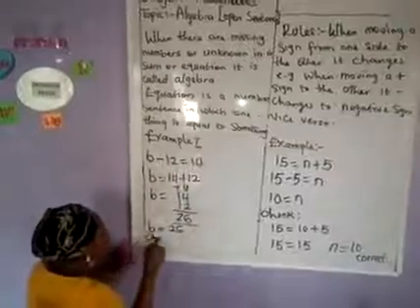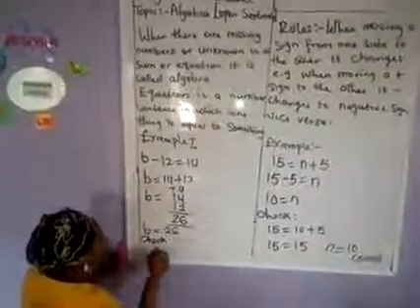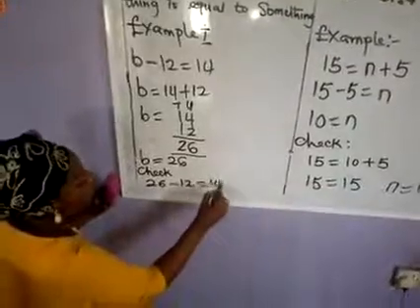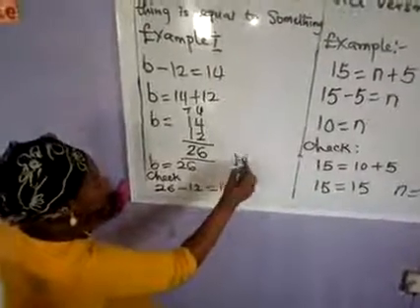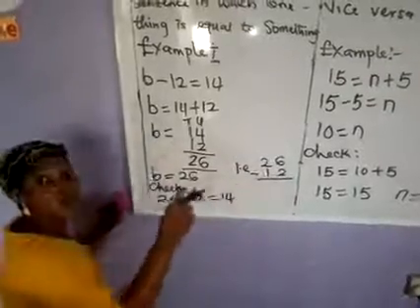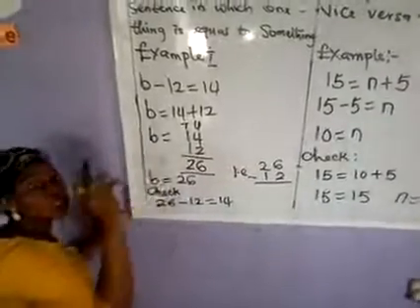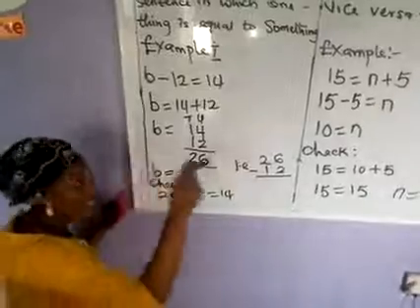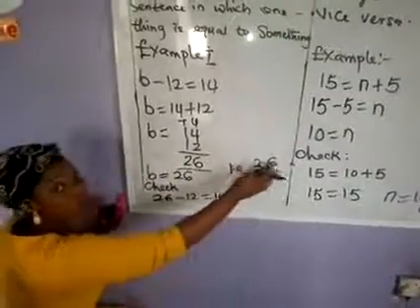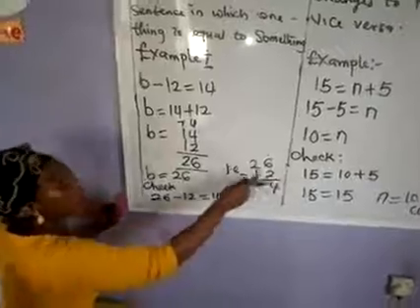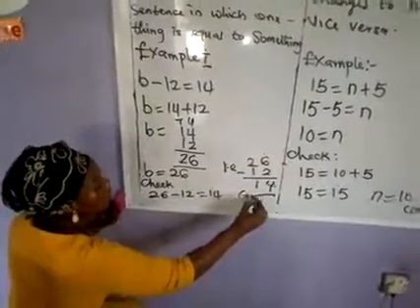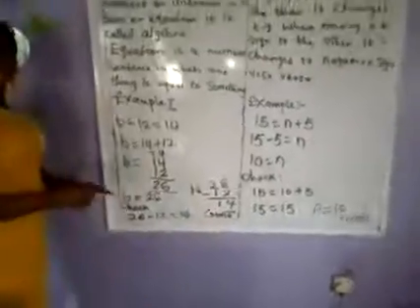So now let's check. We have 26 minus 12 equals 14. That is 26 minus 12. Remember I said when you want to do your tens and units, you start your operation from the unit side, which is 6 and 2. These are units. So when you take away 2 from 6, you have 4. And when you take away 1 from 2, you have 1. So it is correct. I hope you understand it, class.